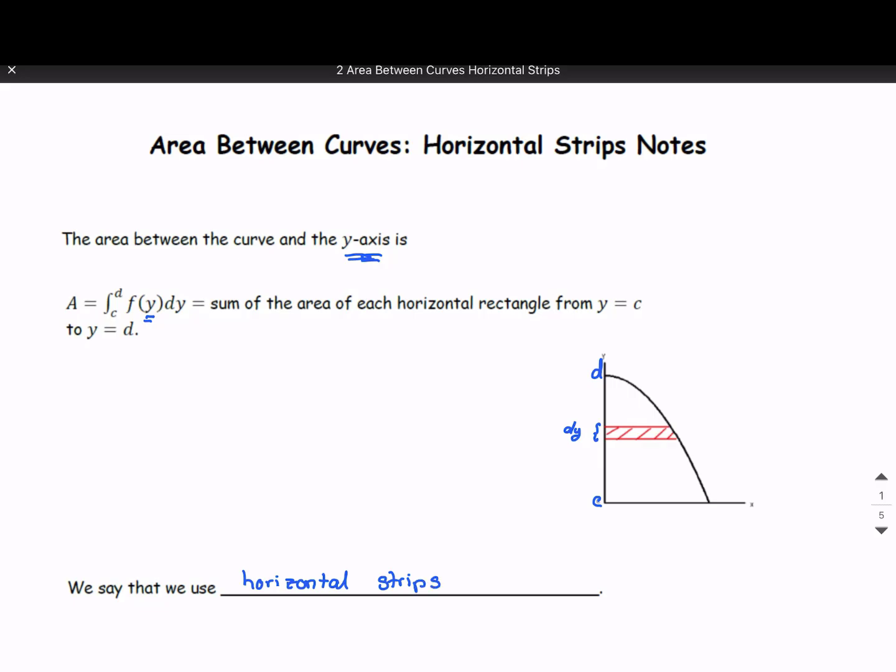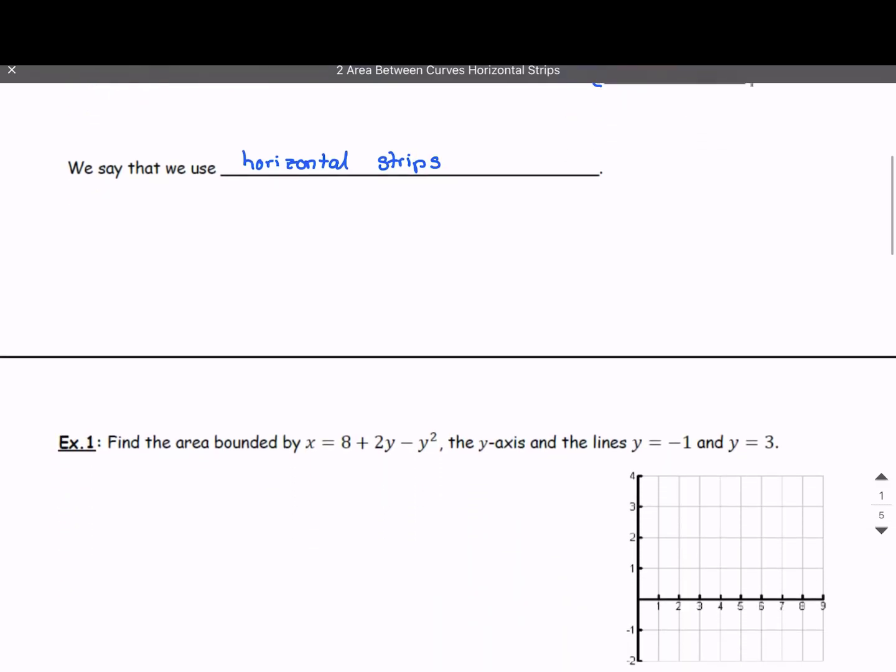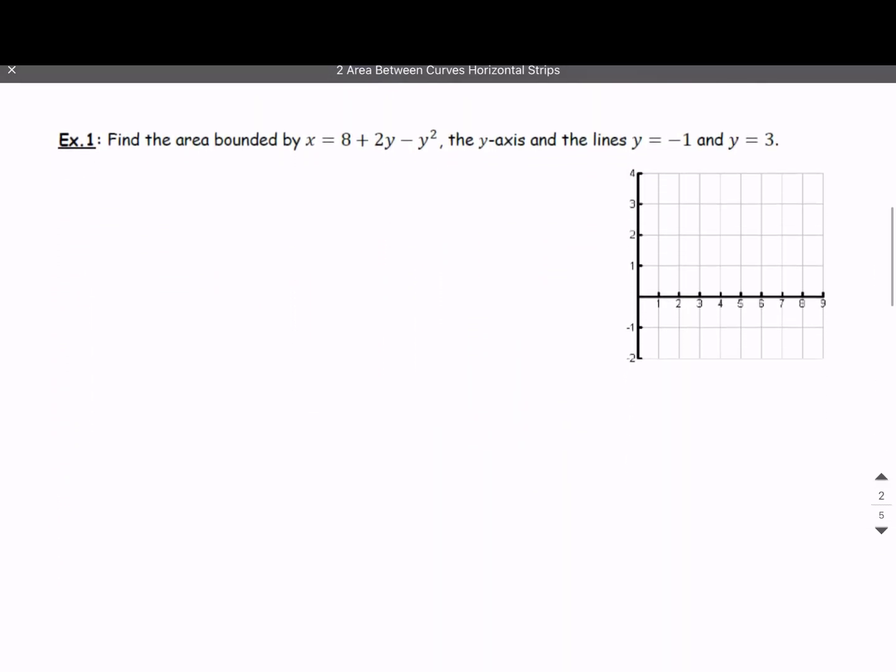Why would we want to do something like that? Well, look at this example. Find the area bounded by x equals 8 plus 2y minus y squared, the y-axis, and the lines y equals -1 and y equals 3. Do you really want to solve that equation for y? You're not going to be able to get that in terms of x. That's why we sometimes find the area with respect to y.